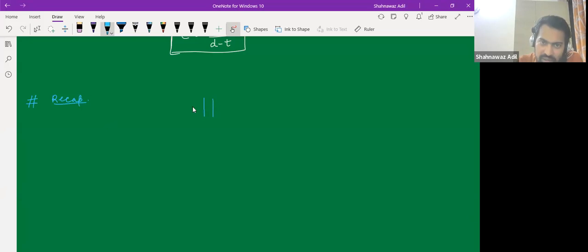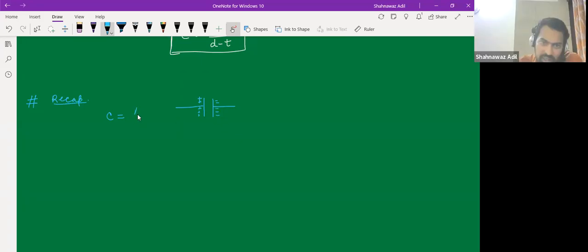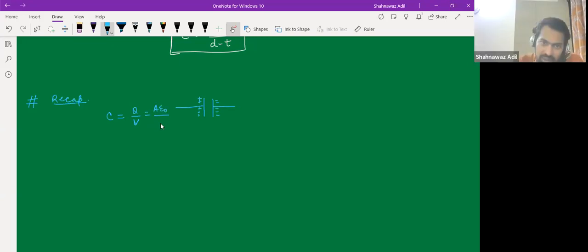The capacitance of a parallel plate capacitor in air between them. So what was the capacitance, Aisha? Do you remember? What was the capacitance when nothing was in here? Q by V, so A epsilon naught by d, that is correct, but we ultimately got the result. So this was the capacitance that we got.